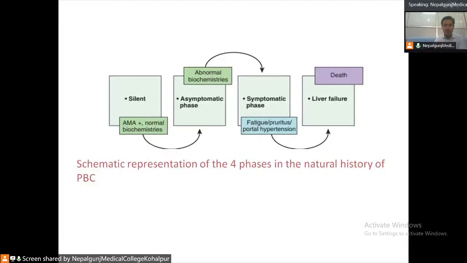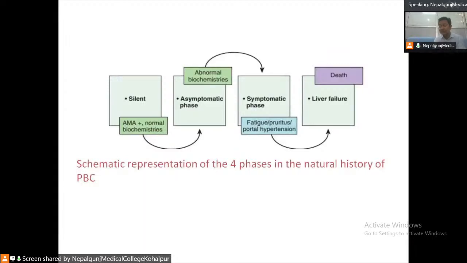The other stage is asymptomatic. Asymptomatic means that although the patient has, on liver biochemistry, a rise in ALT and AST, especially alkaline phosphatase, because when there is cholestasis in the liver, alkaline phosphatase increases and GGT increases. Anti-mitochondrial antibody is positive, but they are still asymptomatic. So it is very difficult to diagnose asymptomatic and silent cases.